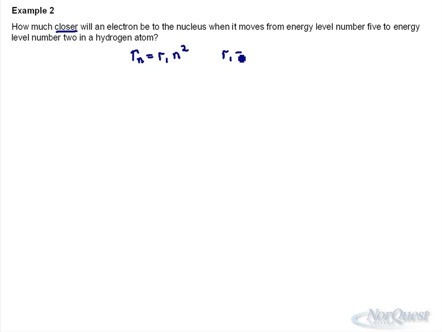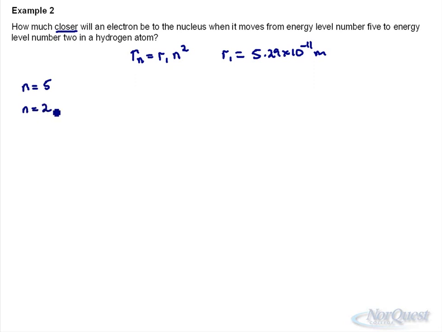And Bohr worked out what the first orbit was, 5.29 times 10 to the negative 11 meters in size. So what we want to do is it'll say how much closer will an electron be to the nucleus when it moves from energy level 5 to energy level 2. So energy 5 to energy 2.